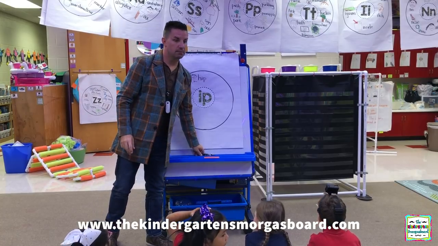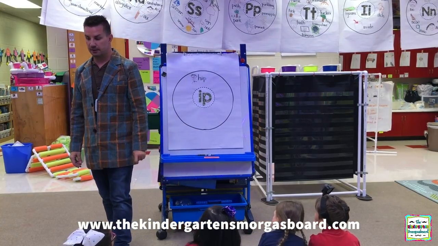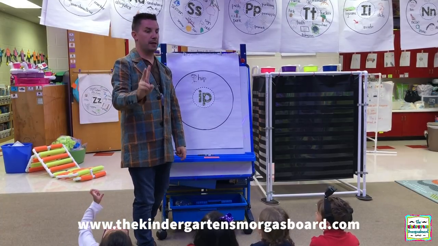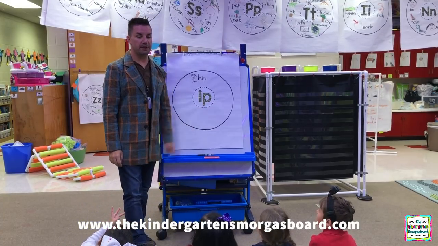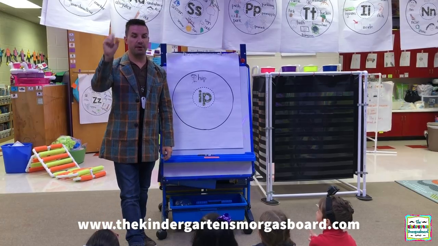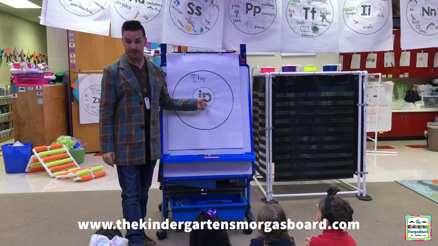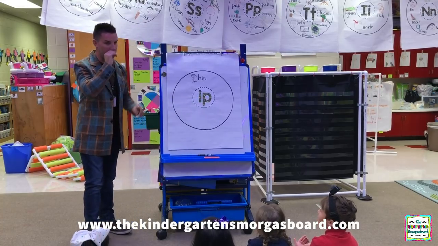Kingston. Tip. Everybody say tip. Tip. Let's say the sounds in tip. What's our word family? Ip. Tip. Does it go on a circle map? Yes. And what's a tip?